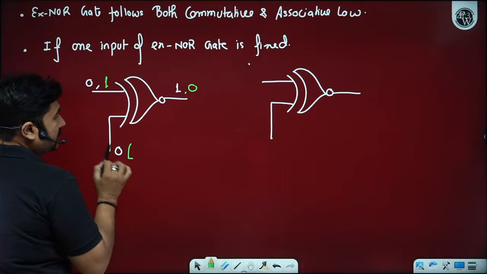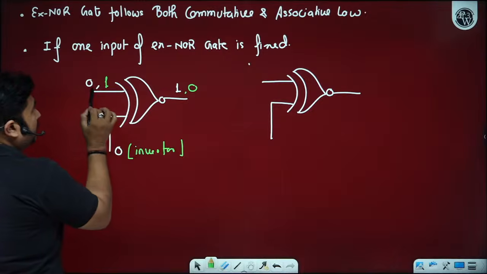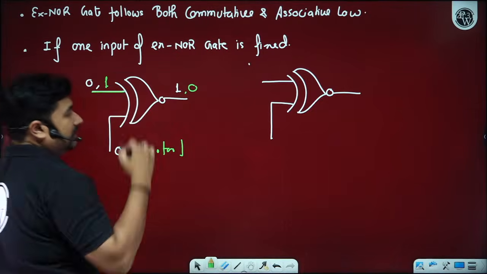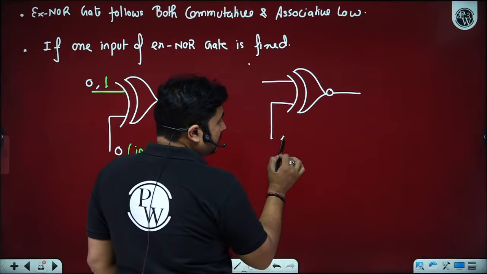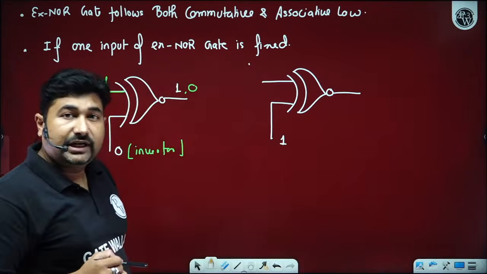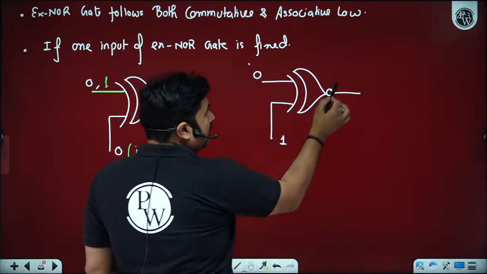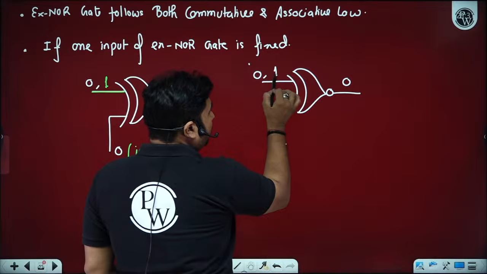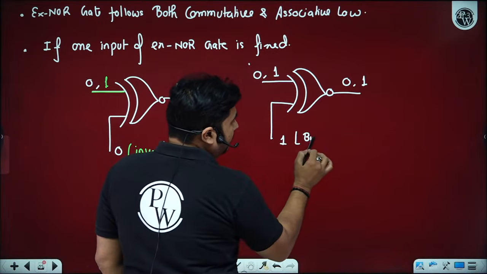So for 0, it will act as an inverter. It means whatever input we are giving on this, it gets inverted. If one input of the XNOR gate is fixed as logic level 1, then what happened? If we apply 0, different, it will give 0. If we apply 1, same, this will give 1. So it means it acts as a buffer.